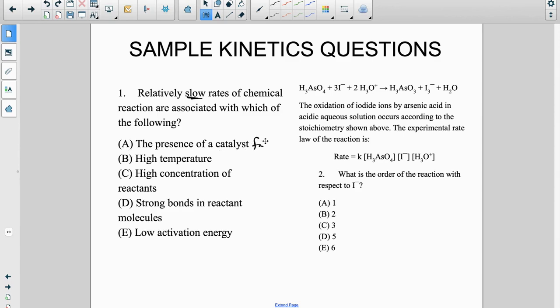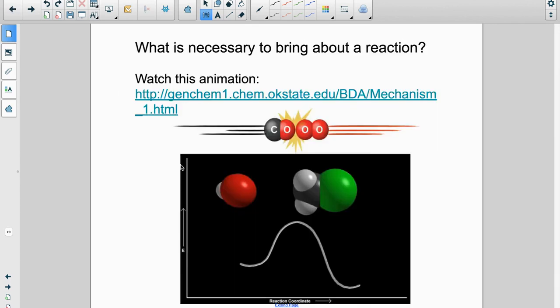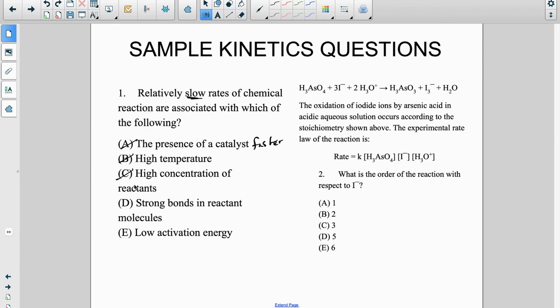High temperature. The higher the temperature, the more things will collide, the more they will have energy to get over that barrier. So no, this will speed up the reaction. High concentration, again, speeds up the reaction. Strong bonds in reactant molecules? Well, think about it. If these bonds are very strong, they don't like to break and change into products. So this is the correct answer, D.